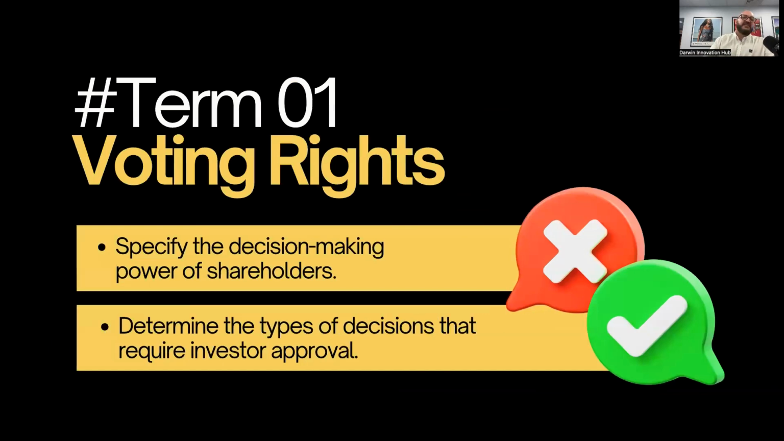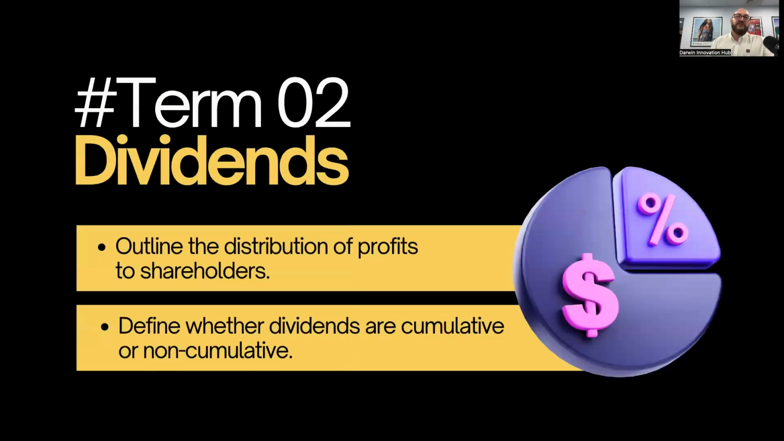So the voting rights basically is what's the voting power of the shareholders? What things can they make decisions on? What things have to go to a vote? And who is having those votes? It kind of really sets out the types of decisions that investors have to approve of rather than just a general manager, for instance, approving of.